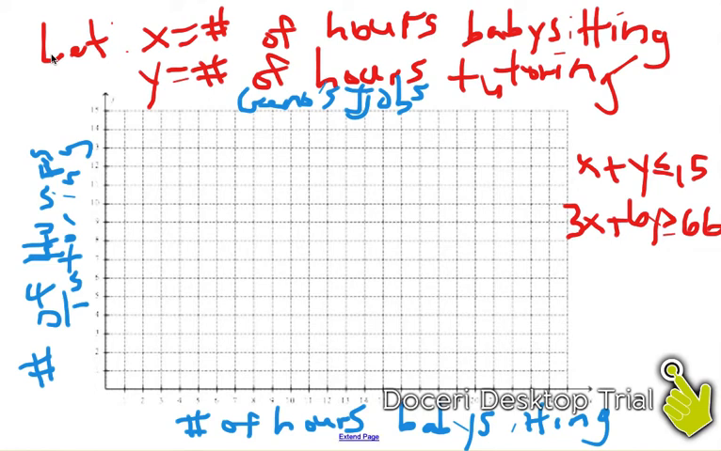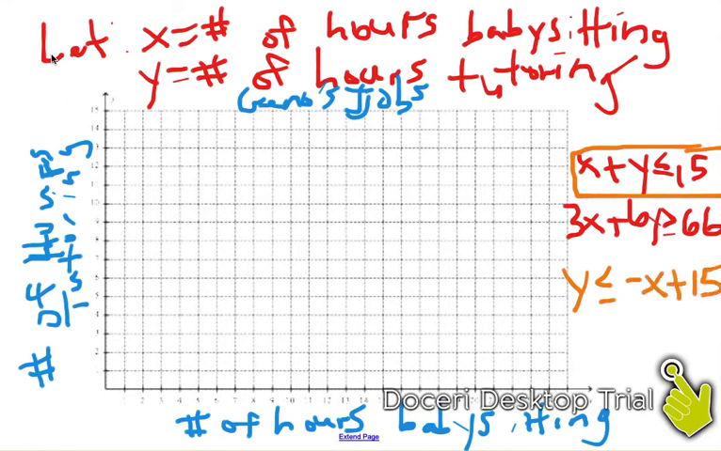Alright, so let's start with x plus y is less than or equal to 15. If I were to take that inequality and rewrite it so that it was solved for y, that would actually help a lot. So I could take x plus y is less than or equal to 15 and rewrite it as y is less than or equal to negative 1x plus 15.